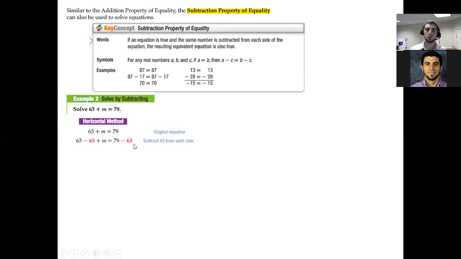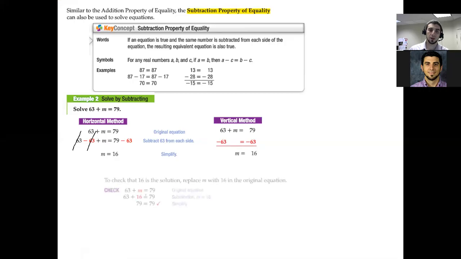And again, you could do this horizontally or vertically, whatever you're more comfortable with. So we get rid of the 63 by subtracting 63 from both sides. So you have m equals 16. Vertically, you would just subtract the 63 underneath on both sides and get m equals 16 that way.